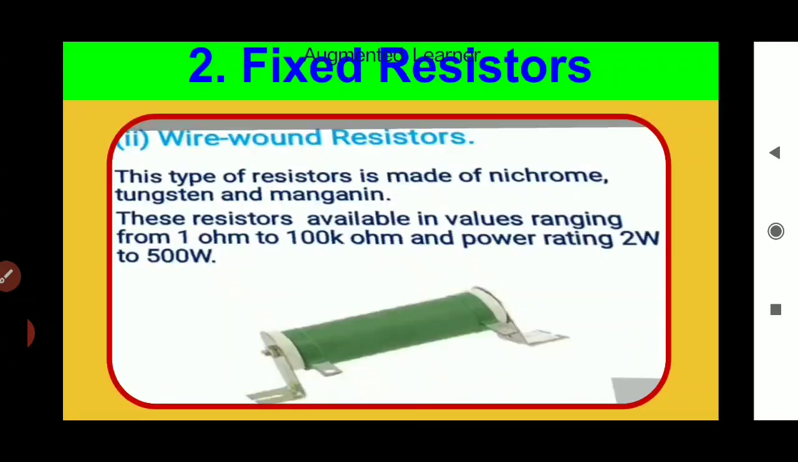Next, wire wound resistors. This type of resistor is made of nichrome, tungsten and manganese. These resistors are available in values ranging from 1 ohm to 100 kilo ohm and power ratings of 2 watt to 500 watt.